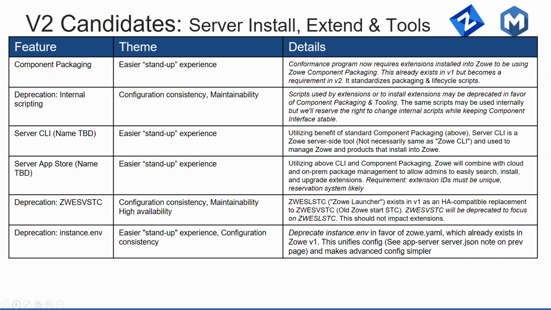We have an alternative already in version 1, SLSTC, and that is what we call the Zoe Launcher. We created it a few releases ago as a replacement because it does tasks that we need for high availability. So since we have this replacement, we want to deprecate the old one. And this really shouldn't impact extensions because these tasks are the things that start the extensions. So the extensions are still going to be started either way.